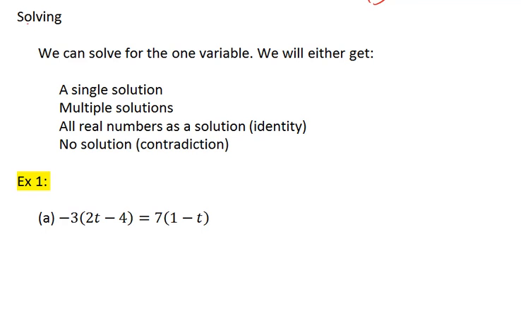For solving, there are four possible types of solutions we'll get. We could have a single solution. We could have multiple solutions. We can have all real numbers as a solution, which is an identity problem, or no solution, which is a contradiction. And we'll look at all possible versions of these solutions in the following example.